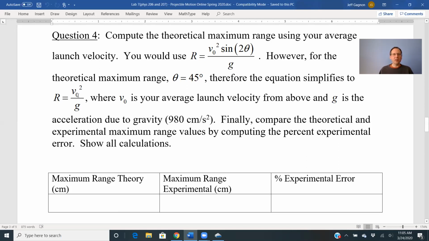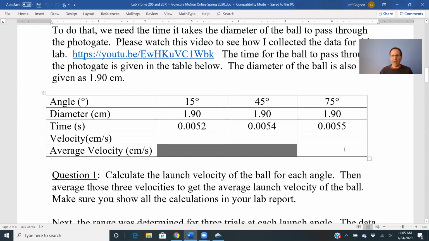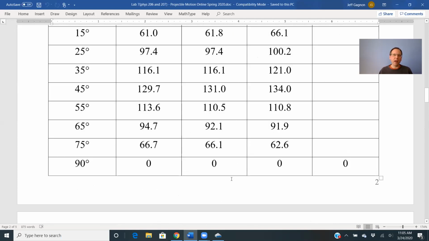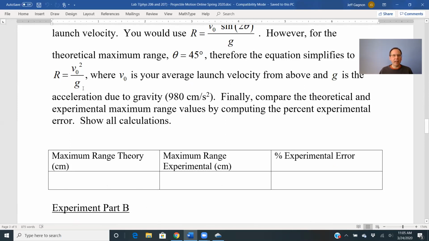So you're just going to use this formula here. For the maximum range, it's just your launch velocity, which you have here from your table. Right? Just use your average value there. You need to square it and then divide by 980. And that will be your max range theory. And then finally, you want to compare this value, your max range theory, to the value you got from your graph by computing the percent experimental error.